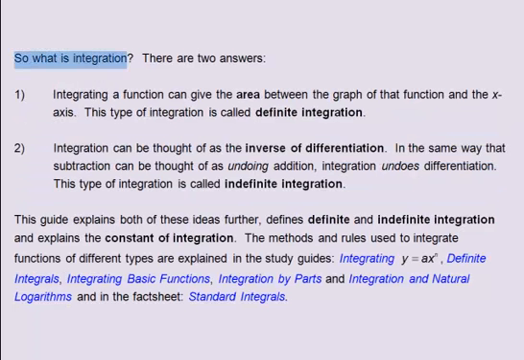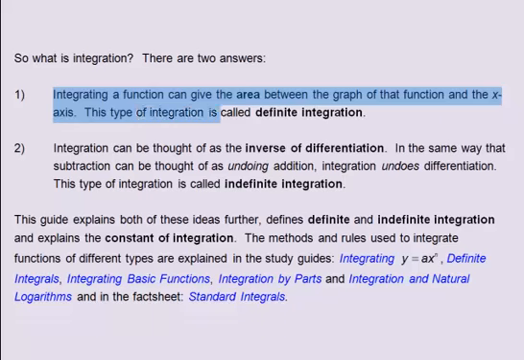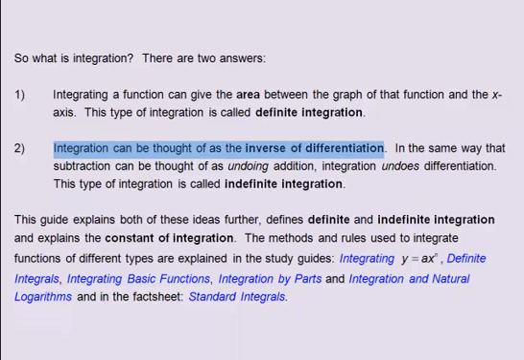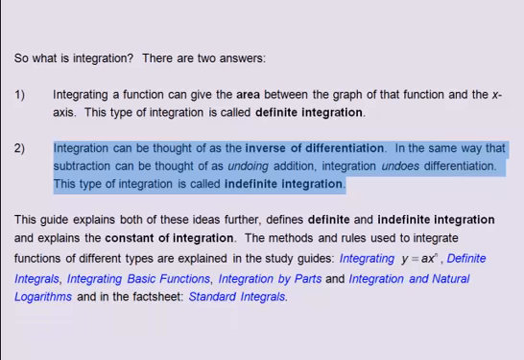So, what is integration? There are two answers. 1. Integrating a function can give the area between the graph of that function and the x-axis. This type of integration is called definite integration. 2. Integration can be thought of as the inverse of differentiation. In the same way that subtraction can be thought of as undoing addition, integration undoes differentiation. This type of integration is called indefinite integration.